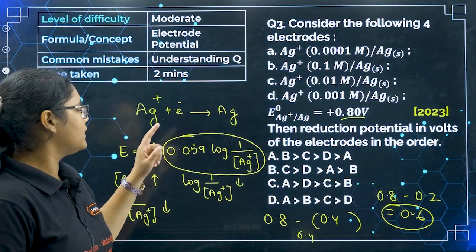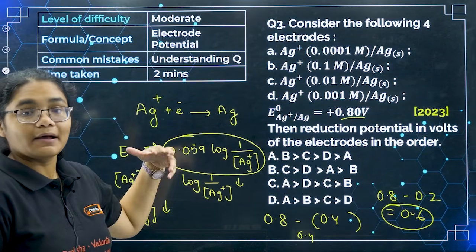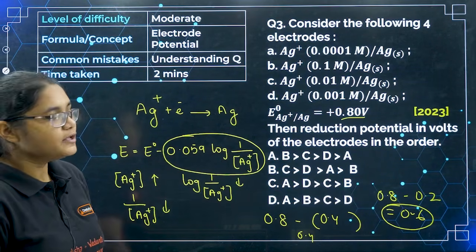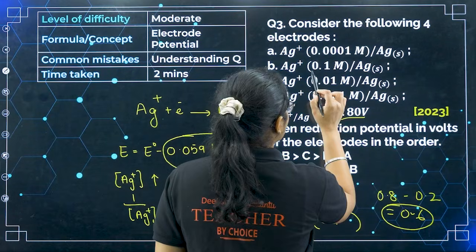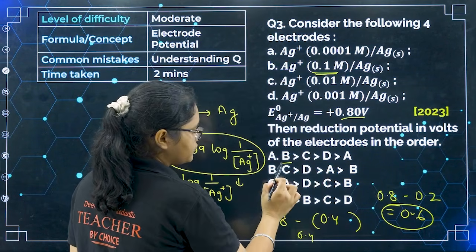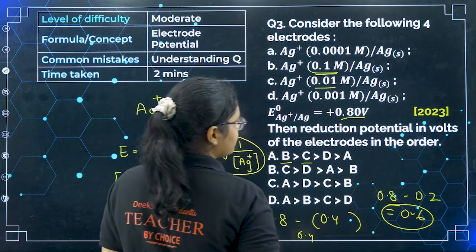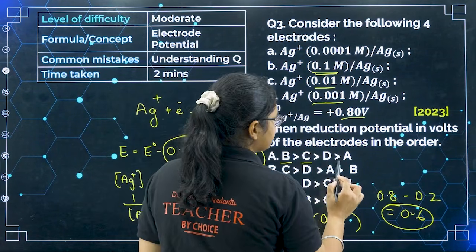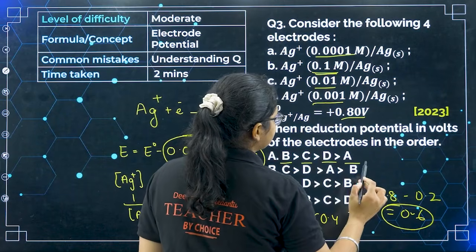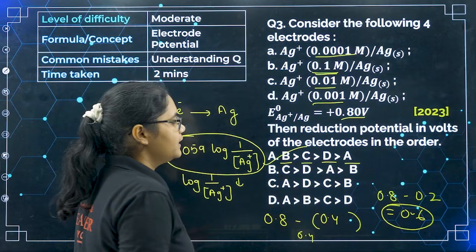So I need that if the Ag plus concentration is highest, that will have the maximum potential value. So where the concentration is highest, 0.1, right? So that is option number B. I have only one option where B is highest. After that I need to have 0.01, right? After that 0.001, and lastly I have 0.0001. So the answer has to be option number A.